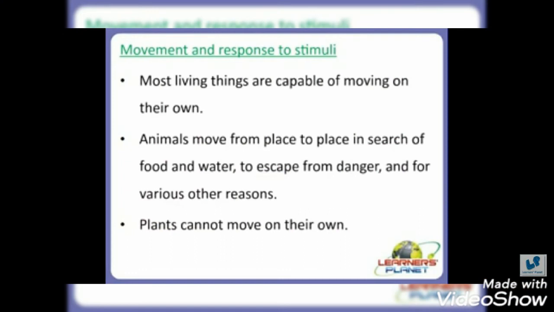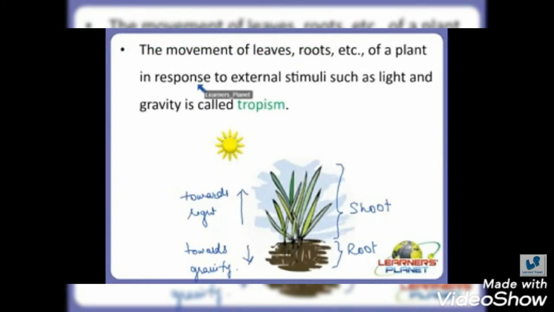Another characteristic of living things is movement in response to stimuli. Most living things are capable of moving on their own. Animals move from place to place in search of food and water, to escape danger, and for various other reasons. Plants cannot move from one place to another, but even then plants show movement.